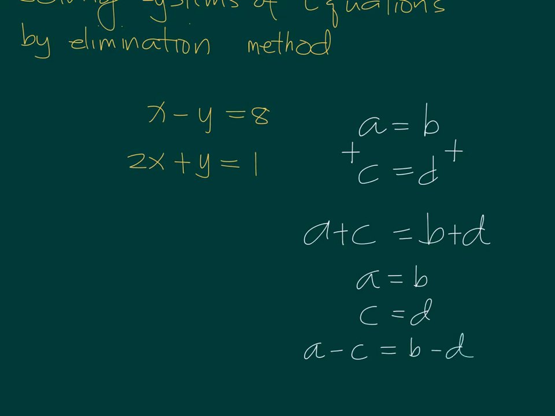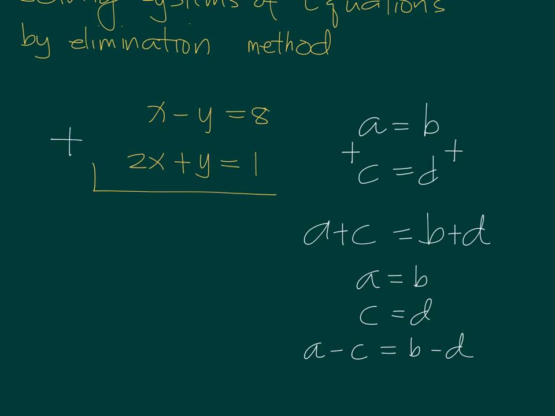Okay, so when we apply that idea in systems of equations, we can actually eliminate one of the variables. In eliminating one of the variables, we have to decide which of the variables can be easily eliminated. If we take a look at x, one is x and the other is 2x, and for y, it's minus y and plus y. So it's easy to think that if we add x minus y and 2x plus y, then we get to eliminate the y.